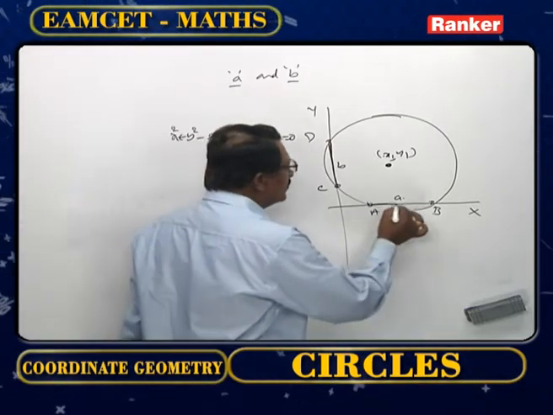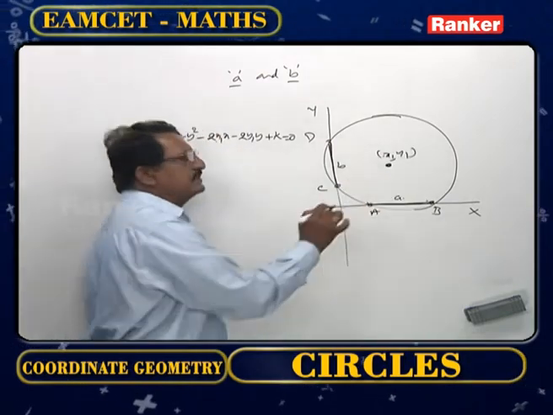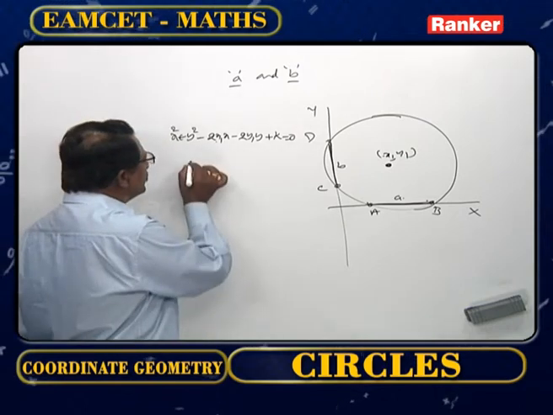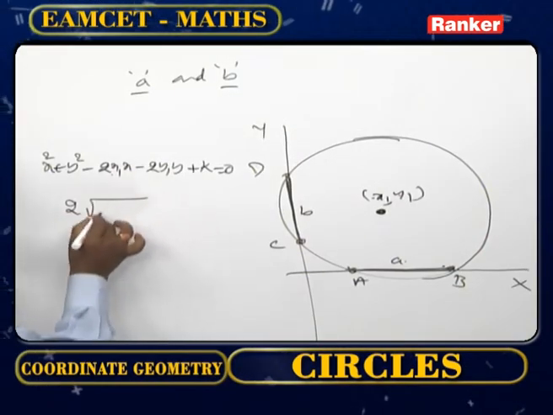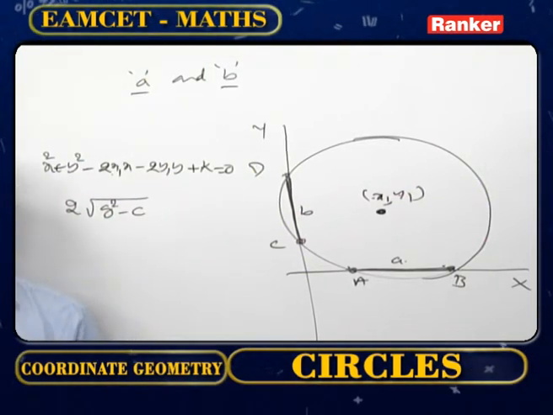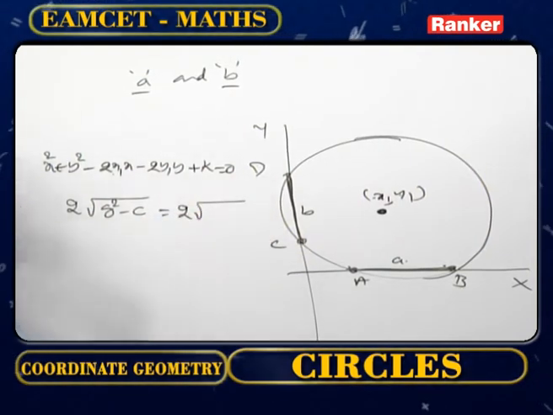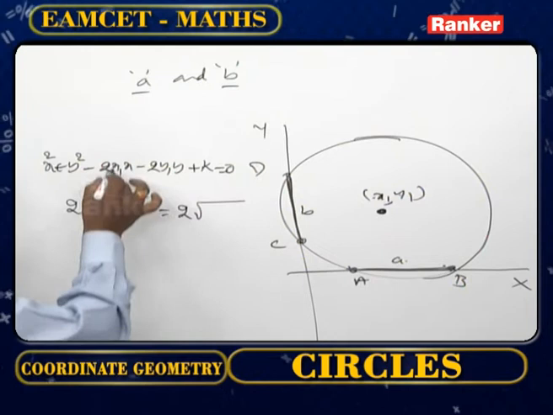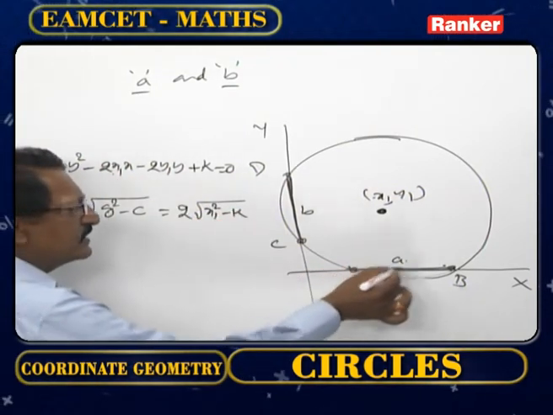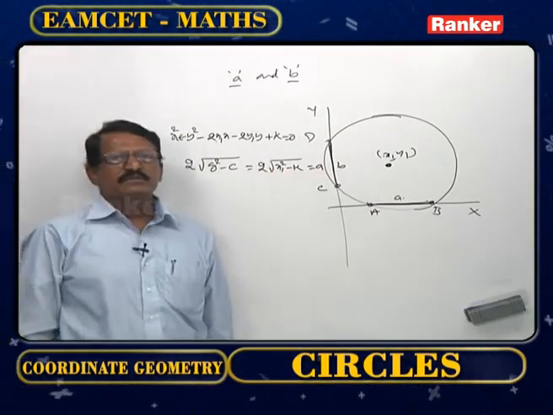Now here AB is the length of the intercept made by the circle on the x-axis. The length of intercept made by the circle on the x-axis equals 2 into square root of g square minus c. Here g square is x1 square, so this equals 2 into square root of x1 square minus k, which equals a.